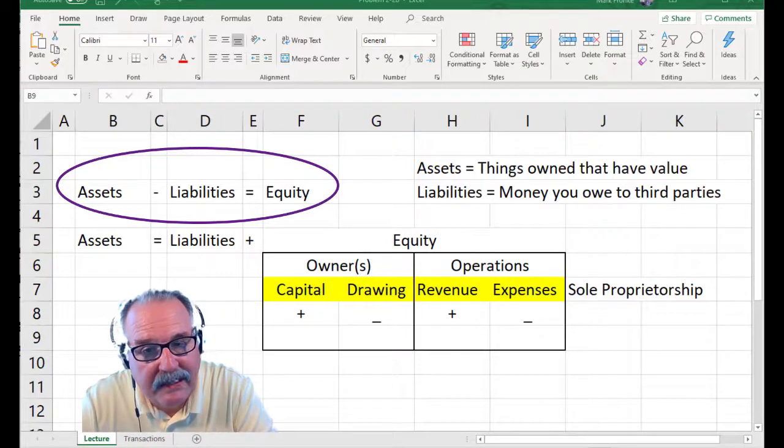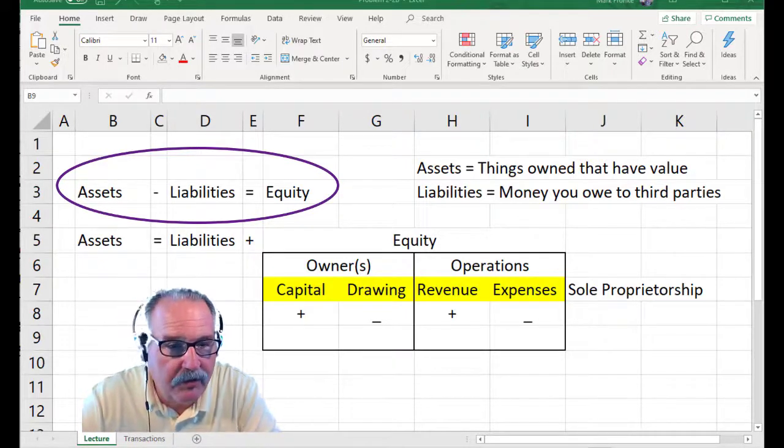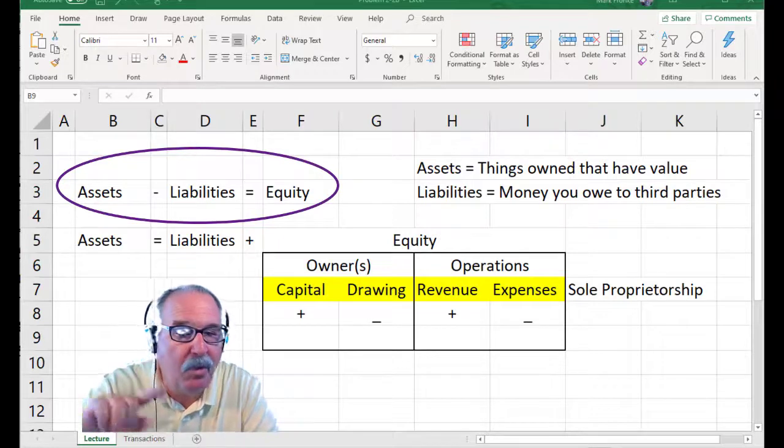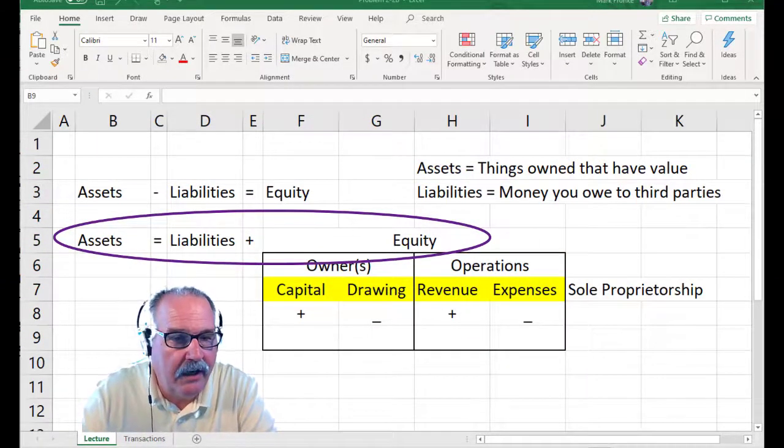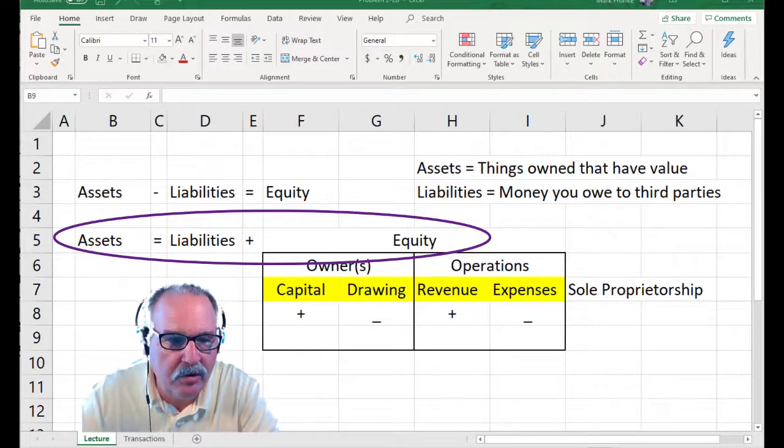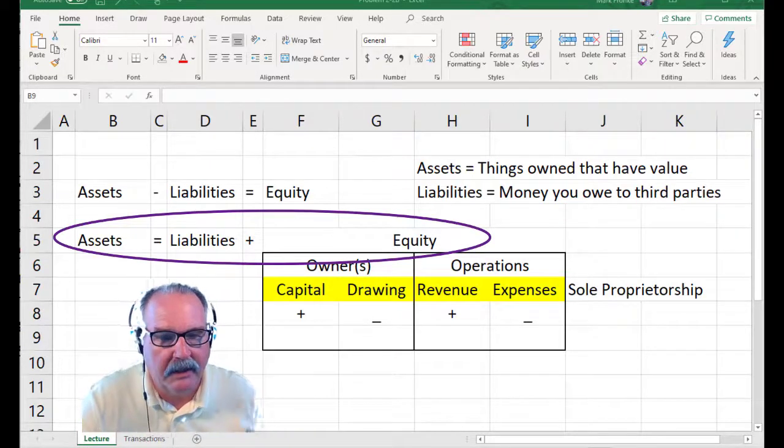Math, algebraic rules say we can move liabilities over to the other side of the equal sign if we change the sign. So it became assets equals liabilities plus equity, and that is the formula that we use. But again, it was derived from assets minus liabilities equal equity.